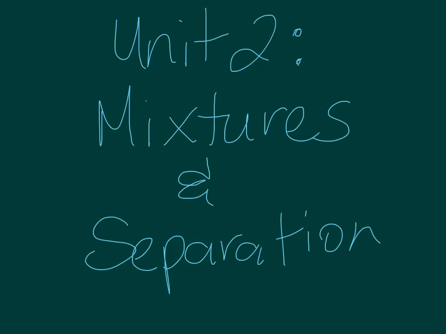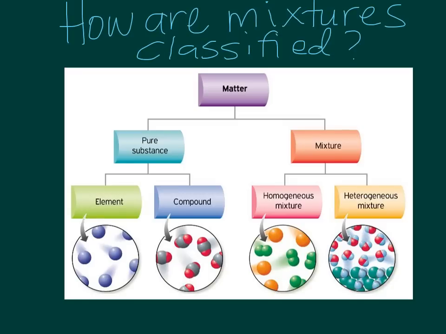This is the last video for Unit 2 over mixtures and separation. So let's review over what we've covered so far. We've talked about how matter has to have both mass and volume, and it can be classified as either a pure substance, which is something that is a chemical, like an element, or something that is chemically combined, like a compound, or it's going to be something that is physically combined, like a mixture. So we're going to go into more detail about the two types of mixtures in this video. Homogeneous mixtures are something that look the same throughout, and heterogeneous mixtures are something with different layers.